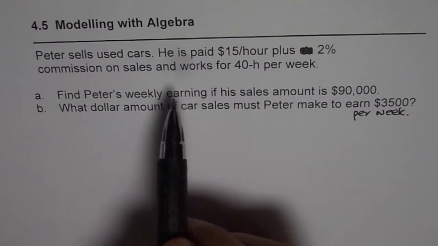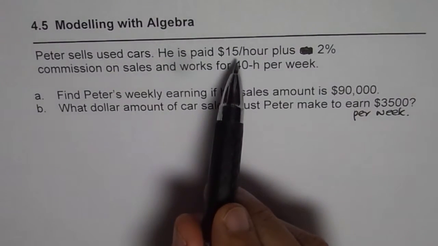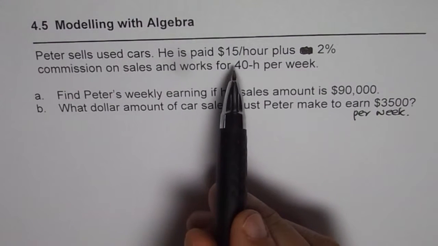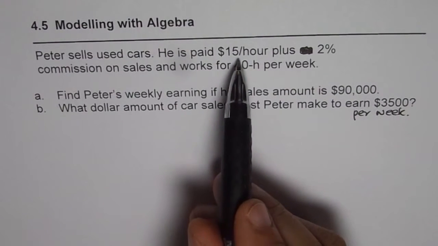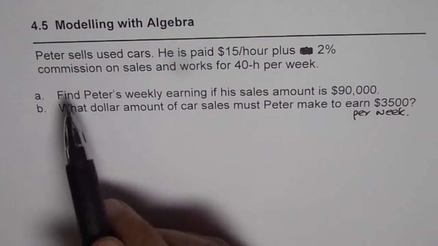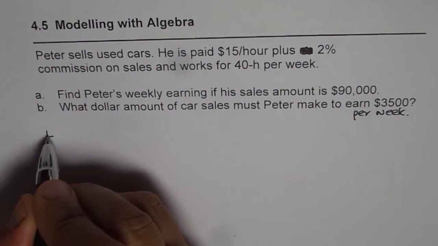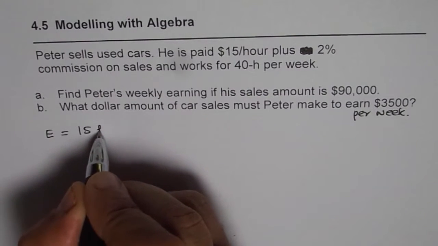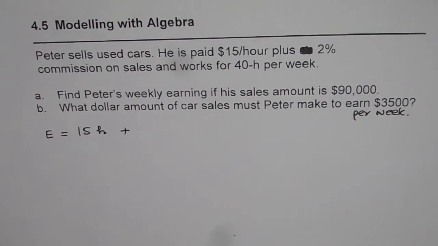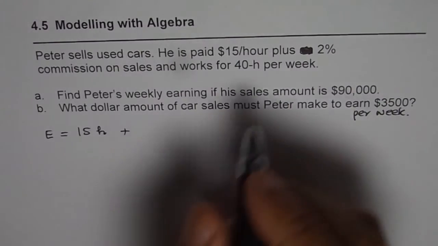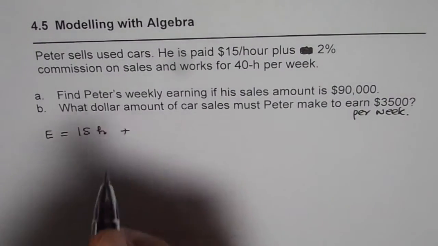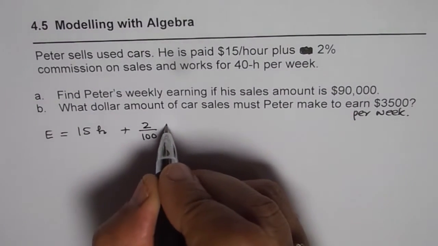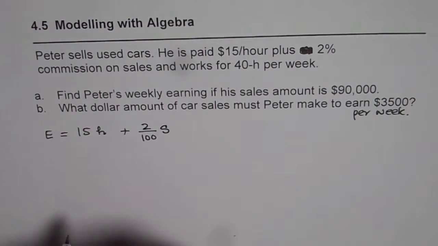Now, earnings are based on two sources for Peter. One is working, so hourly rate is $15, which is the earning, plus there is a commission of 2%. So earnings of Peter can be written as $15 per hour means 15 times h, where h is the number of hours worked, and 2% commission on sales. 2% means 2 out of 100, which is 0.02 on sales. So that is the earnings.